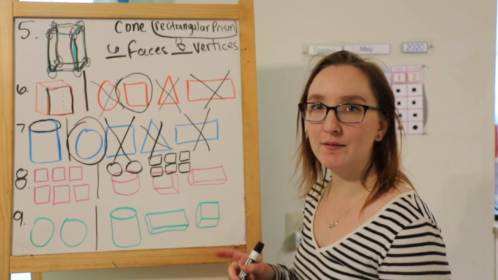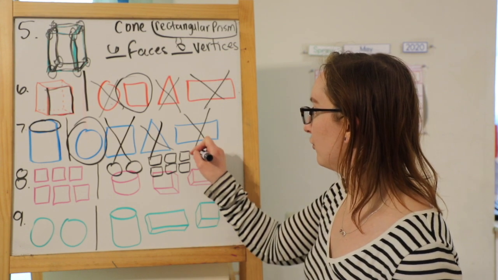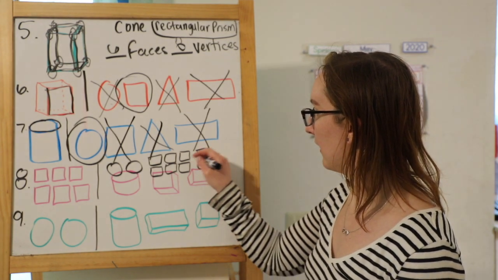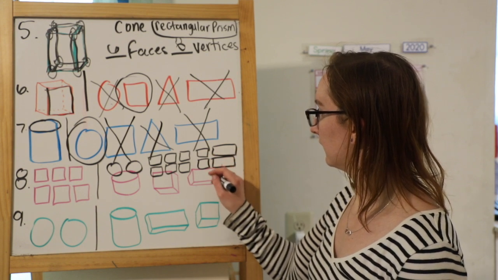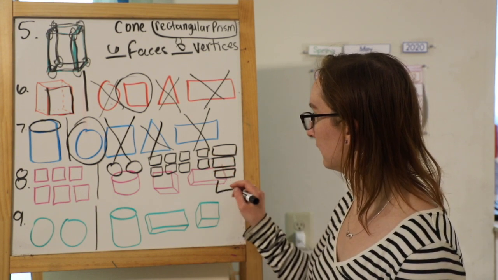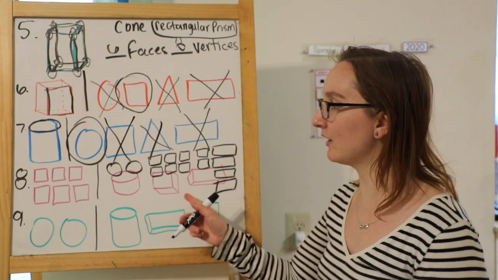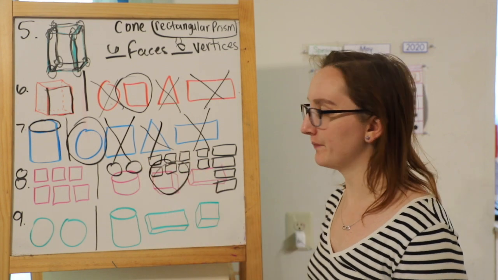And then my last one is my rectangular prism. So it looks like I'll have 2 squares, that'll be my ends, and then 4 rectangles. Well, the only one that it seems to match is my cube, which will have all the squares. So I'm going to go ahead and circle that one.